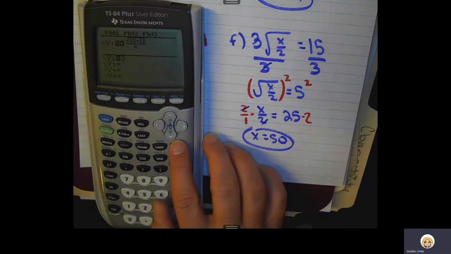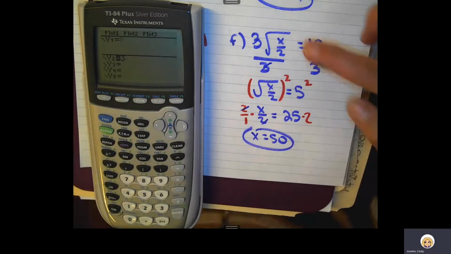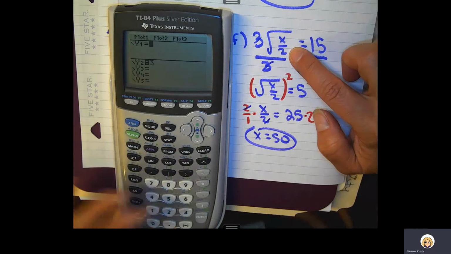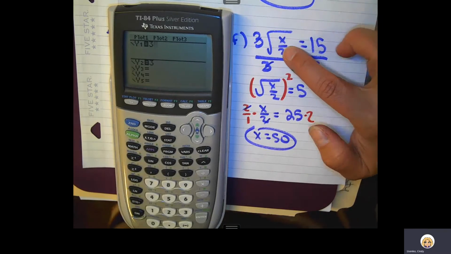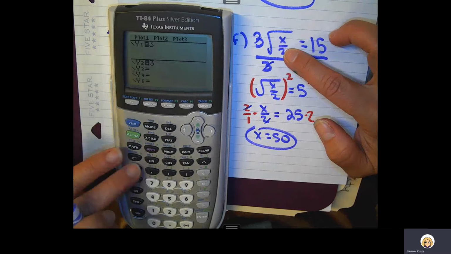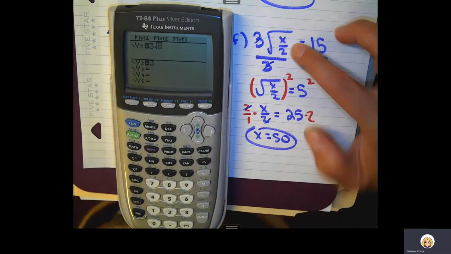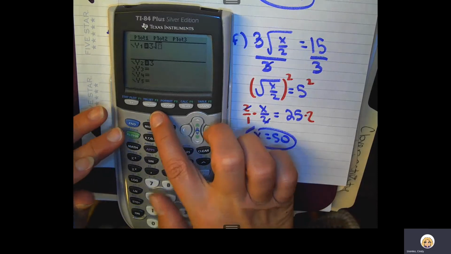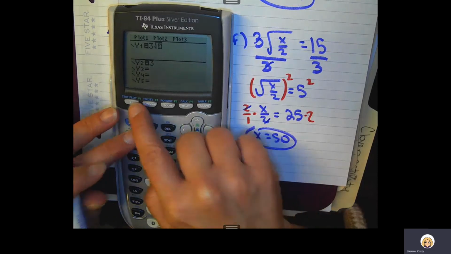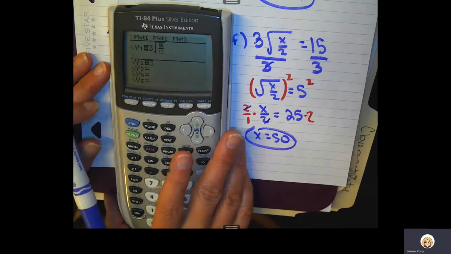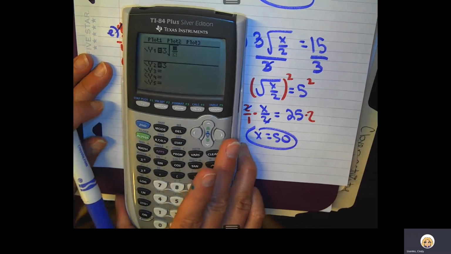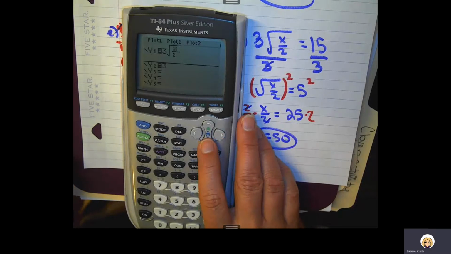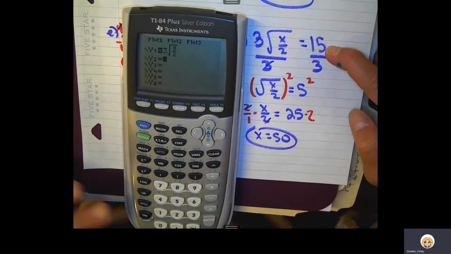So I'm going to go to y equals. I have a 3, and then I want to have my radical, so we have the square root. Underneath, we want a fraction, so I can hit either x divided by 2, since it's just single terms, or I can hit alpha y equals, and then make a fraction under the radical. So I have x over 2 inside. I go down to y2, and it was originally 15.